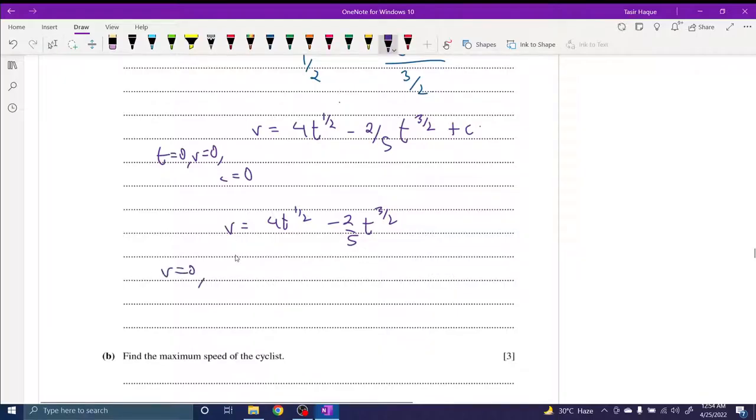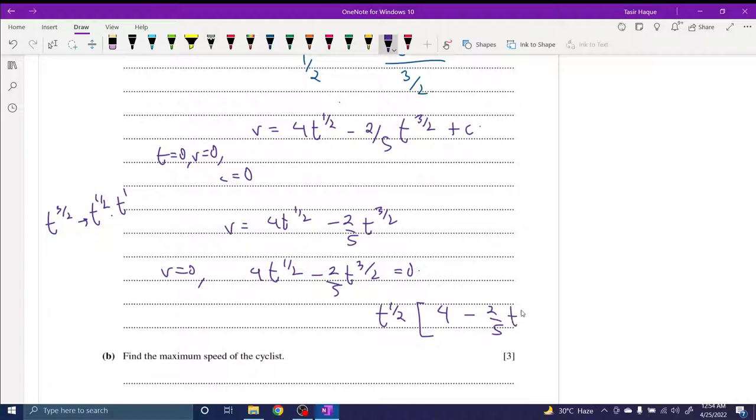When is v actually equal to 0? So 4 t to the power half minus 2 by 5 t to the power 3 by 2 is equal to 0, right? So if you take t to the power half common, what do you end up with? 4 minus 2 by 5. You guys do know that t to the power 3 by 2 is composed of t to the power half into t, right? It's 1 plus half. So we just have t to the power 1 left.